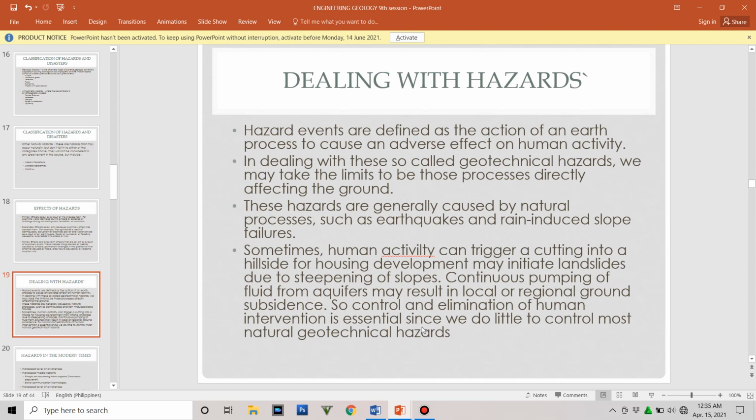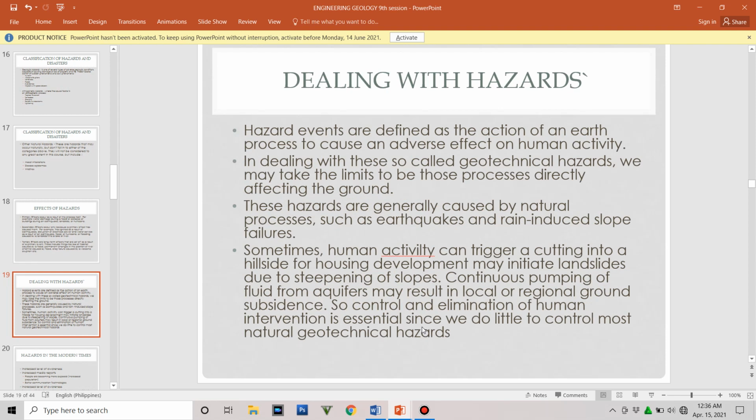So how to deal with hazards? Remember that hazard events are defined as the action of an earth process to cause an adverse effect on human activity. So in dealing with these so-called geotechnical hazards, we may take the limits to be those processes directly affecting the ground. These hazards are generally caused by natural processes such as earthquake and rain-induced slope failures. Sometimes, human activity can trigger them. A cutting into a hillside for housing development may initiate a landslide due to steepening of slope.